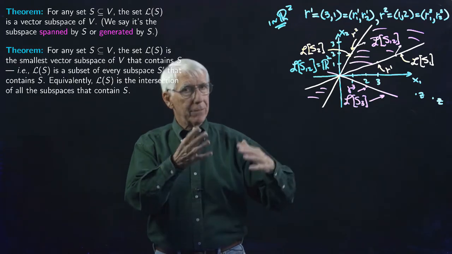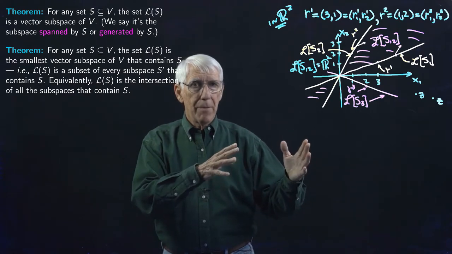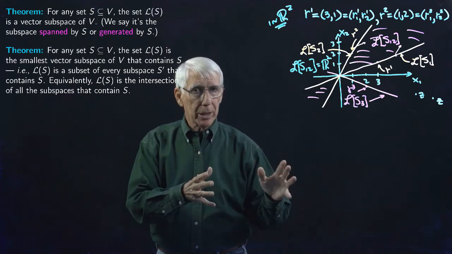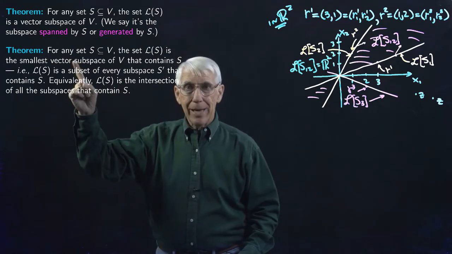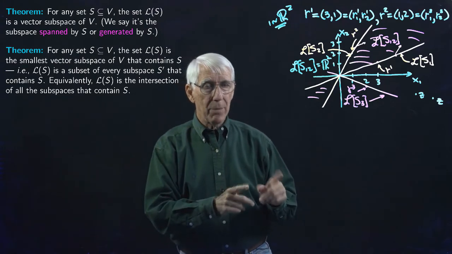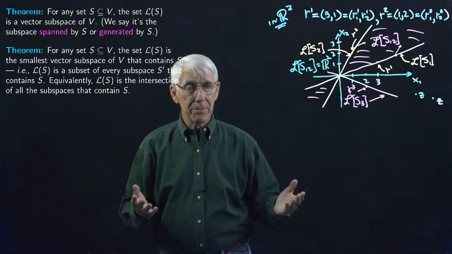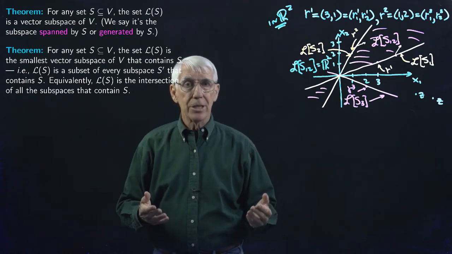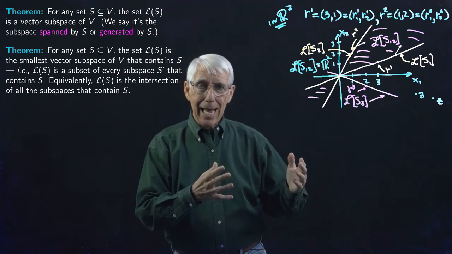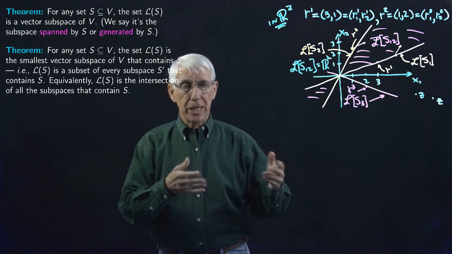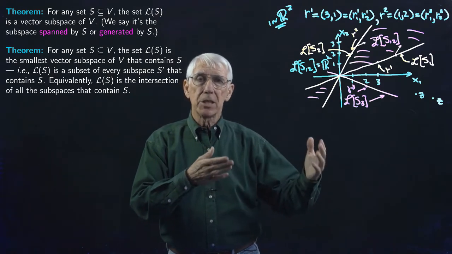Now, we might be able to achieve other state-dependent returns vectors by some other means, not using markets. But with these securities that we have, L of S, the subspace spanned by those securities or generated by those securities, that's the set of all state-dependent returns that we can achieve. And so we might want to expand the set of state-dependent returns we can achieve by perhaps expanding the set of securities there are.